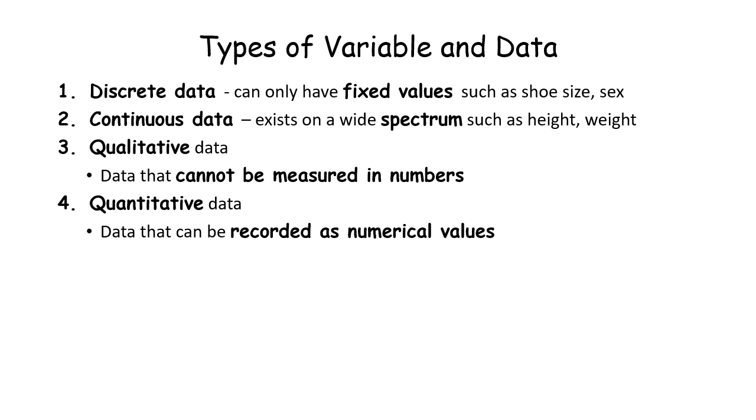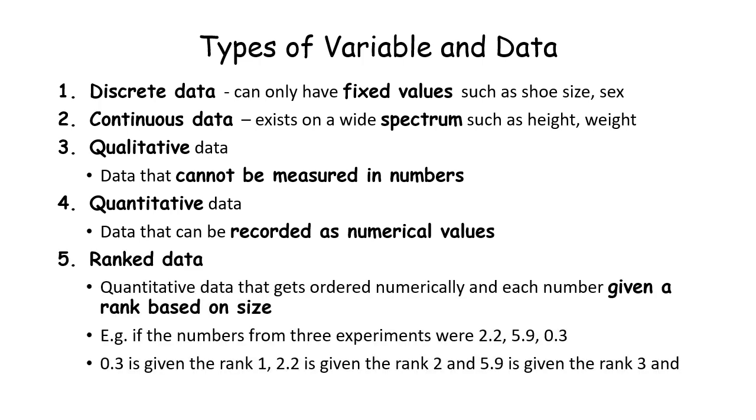As a subset of quantitative data, what we can do is take quantitative data and turn it into ranked data. This is where we take all of our numerical values and organize them from smallest to largest, and then based on the size of the number and its position, we give it a rank. So our example here is if we did 3 experiments, one value gave us 2.2, one gave us 5.9, and one gave us 0.3. If we were to organize those from smallest to largest, we would give 0.3 the rank of 1, 2.2 the rank of 2, and 5.9 the rank of 3.